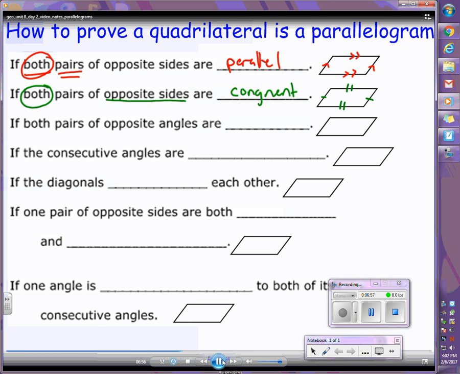The third statement says both pairs of opposite angles are congruent. So we're going to mark the opposite angles with the same type of arcs. So bottom left, top right, get one arc. Top left, bottom right, get two arcs. So those two are opposite. And the same type of arc means that they're congruent.